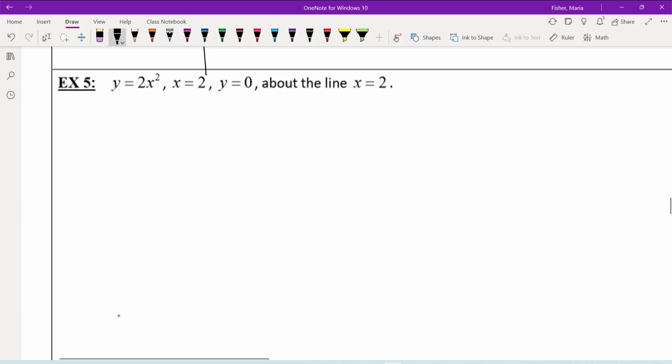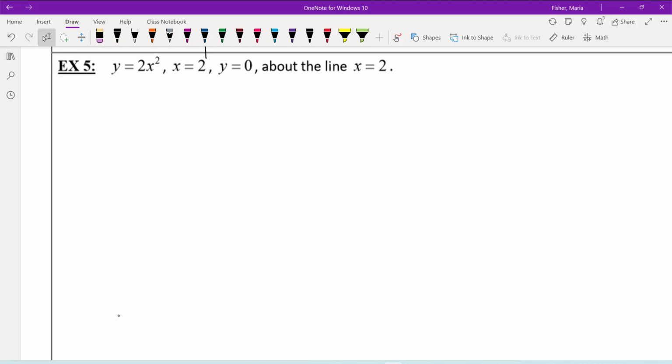Let's look at number 5. Number 5 is y equals 2x squared, x equal 2, y equals 0, and we're going to be rotating this about the line x equal 2. Well, the line x equal 2 is vertical.